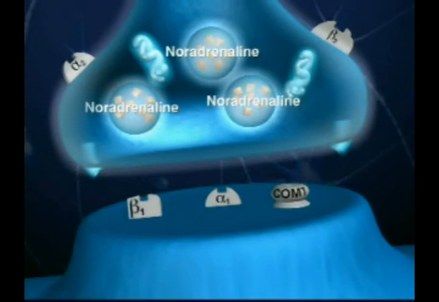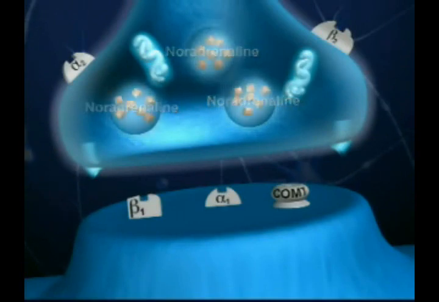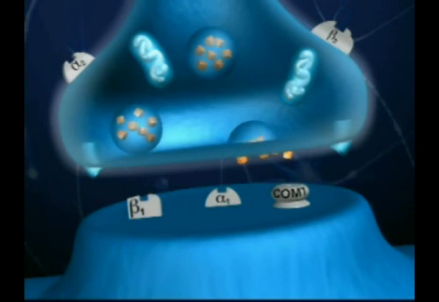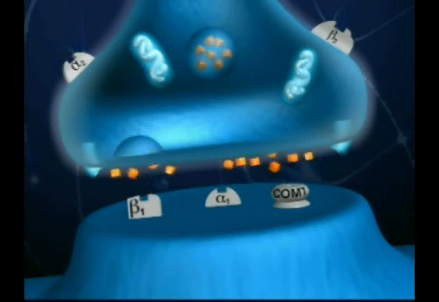Once activated by an electrical impulse traveling down the presynaptic neuron, these vesicles fuse with the membrane, releasing noradrenaline into the synaptic cleft.